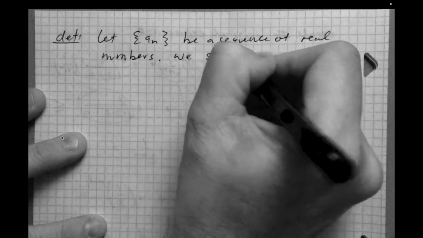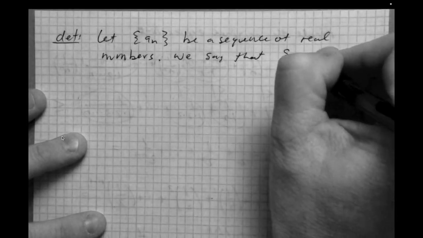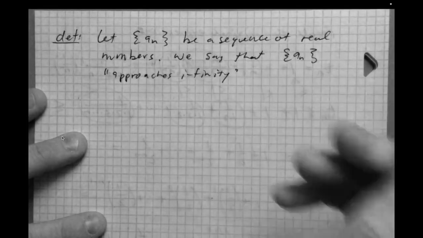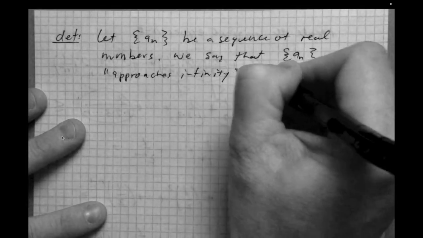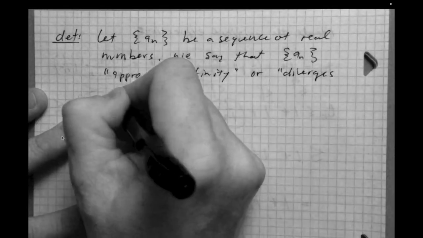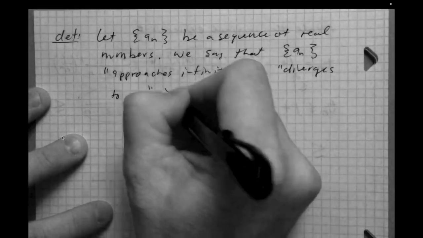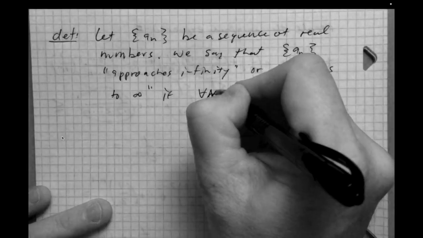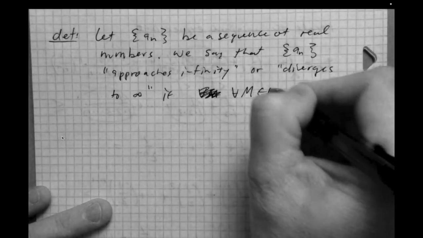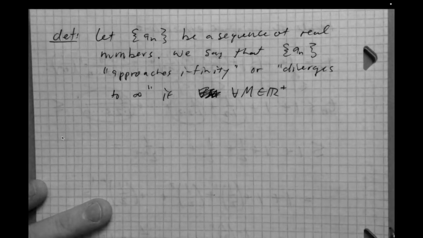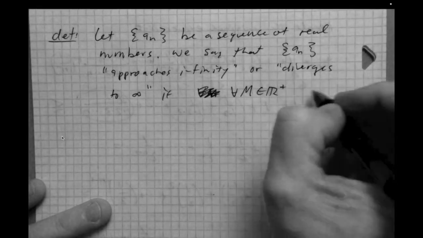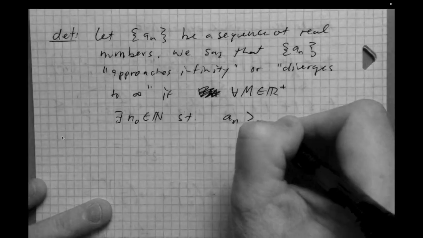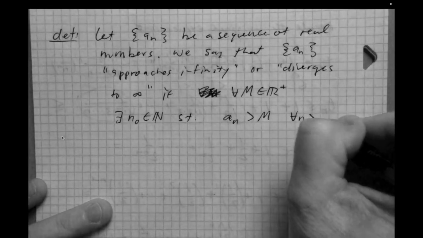Okay, so we say that a sub n, the sequence, approaches infinity, or we could say it diverges to infinity, if, and here's how you would technically think about this, for all M in the positive real numbers, there exists n naught, a natural number, such that a sub n is greater than M for all n greater than or equal to n naught.